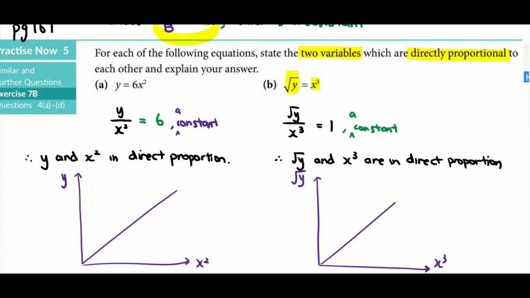Of course, you don't have to do this. They didn't ask you to draw the graph, but I'm showing you that if you plotted the variables in each question, both of the graphs will look the same. A straight line, and I forgot to mention that it passes through a very special point. I need to indicate it. The special point would be the origin, (0, 0).